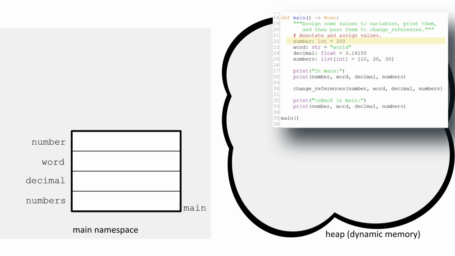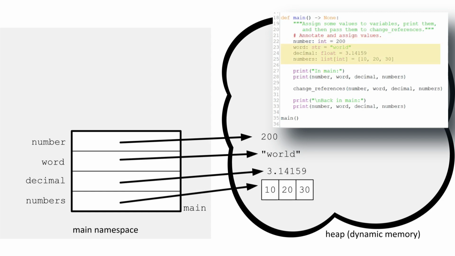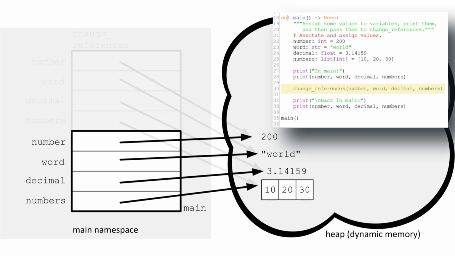The first line of code in main initializes number, so we'll draw 200 in the heap and an arrow from number on the call stack to 200. We then initialize word, decimal, and numbers, so I'll add those values in the heap and the arrows from the call stack variables to the values in the heap. Again, I'm abbreviating the way I draw a list. Now the program prints those, and then it invokes changeReferences, passing in those values.